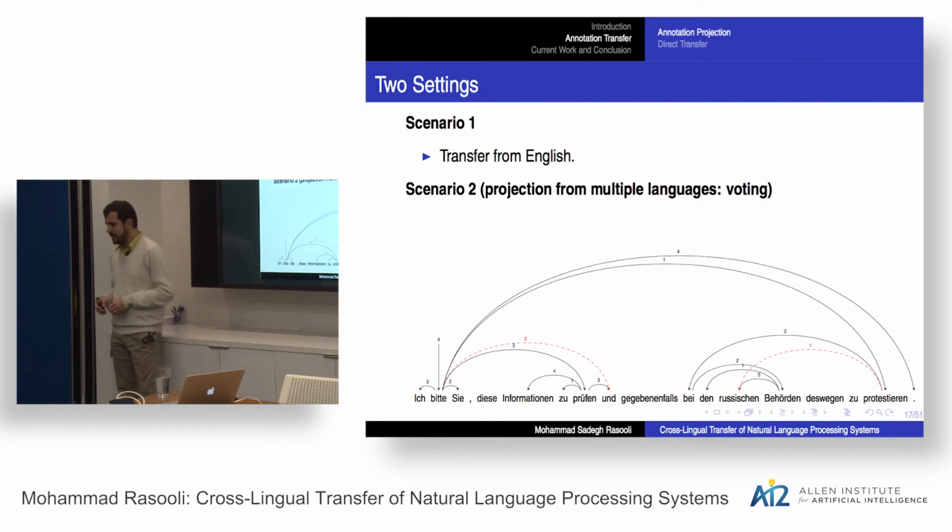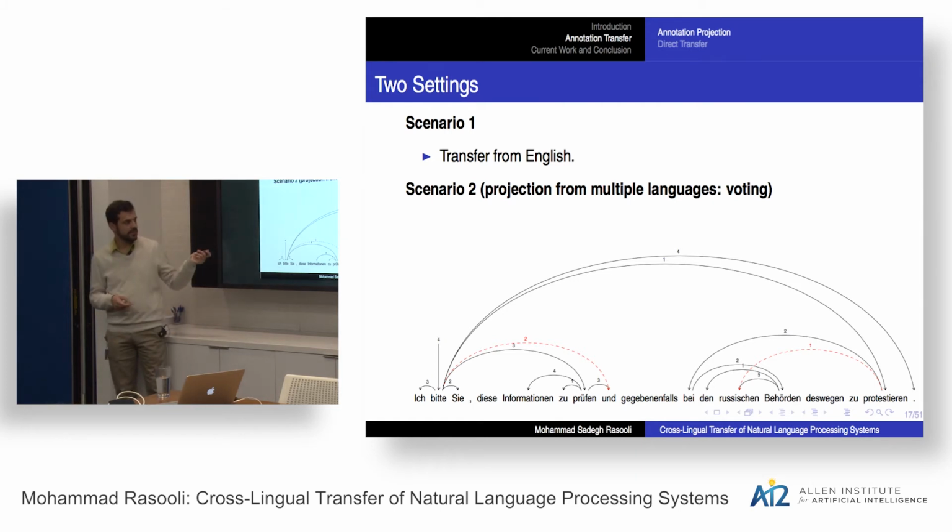So there were 2 scenarios that we had. The first scenario is just having English as our training data. The second scenario is where, for example, for the European Parliament data, for all languages, we have a sentence. So one sentence in one language is translated to more than 1 other language. So we can do a voting here.